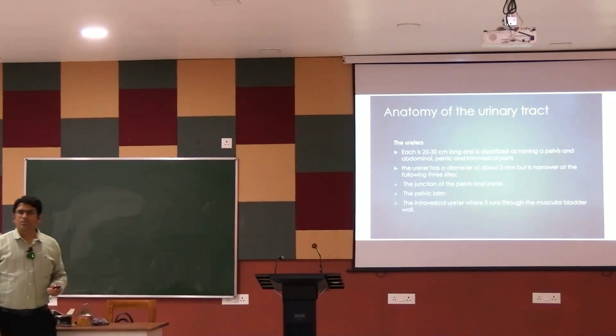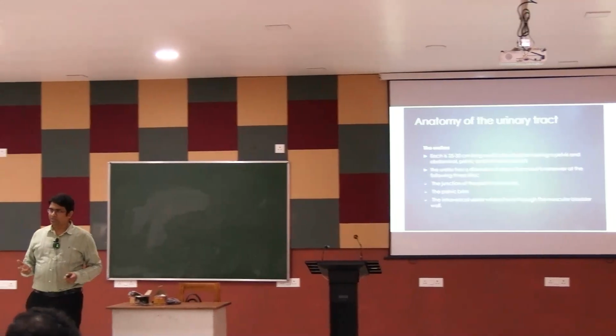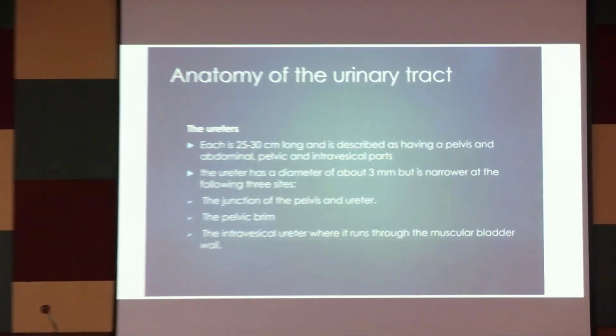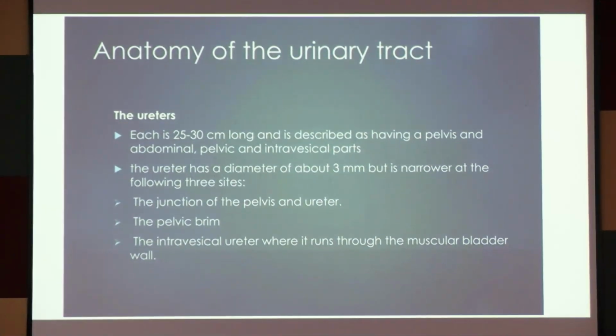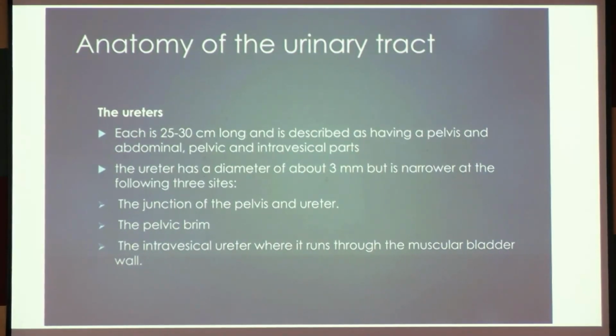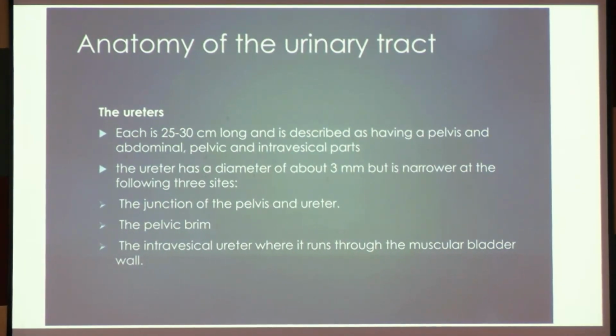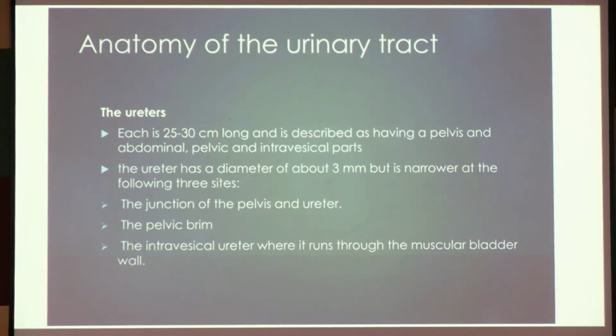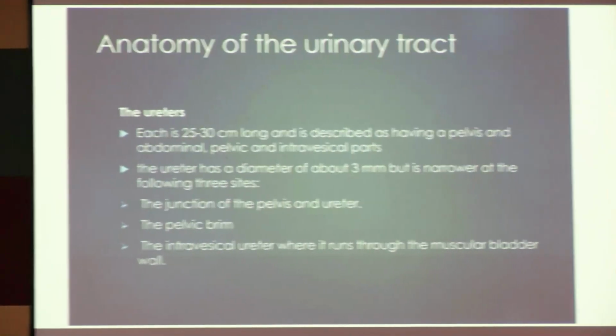Then coming to the ureter, we basically have 2 ureters, one on each side. Its length is almost around 25 to 30 centimeters and its internal diameter is almost 3 millimeters. It's a very narrow tube. What is important to note is that there are 3 different areas where we are going to find the ureter narrowed.